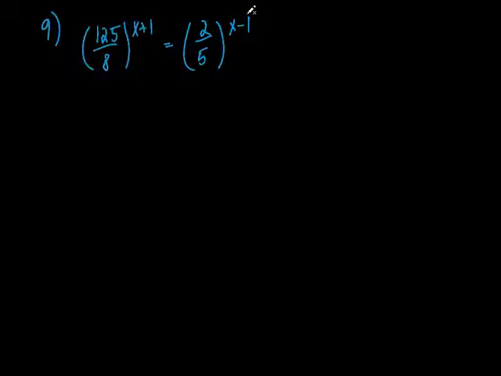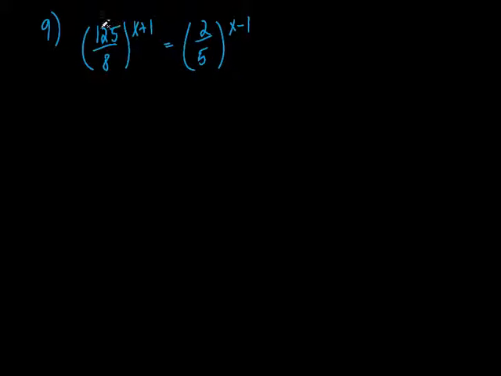9. All right, this is kind of the same thing as we did with number 5. We'll do it quickly. So it's 125 over 8 to the x plus 1 power equals 2 fifths to the x minus 1. All right, again, we're trying to get the bases to be the same. Well, I'm going to take this bigger base and try to make it look like the smaller base. All right, so I want to try to make this thing right here look like 2 fifths.